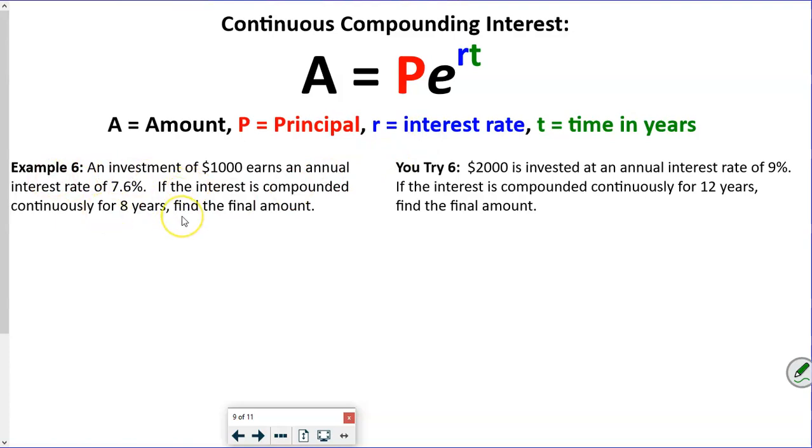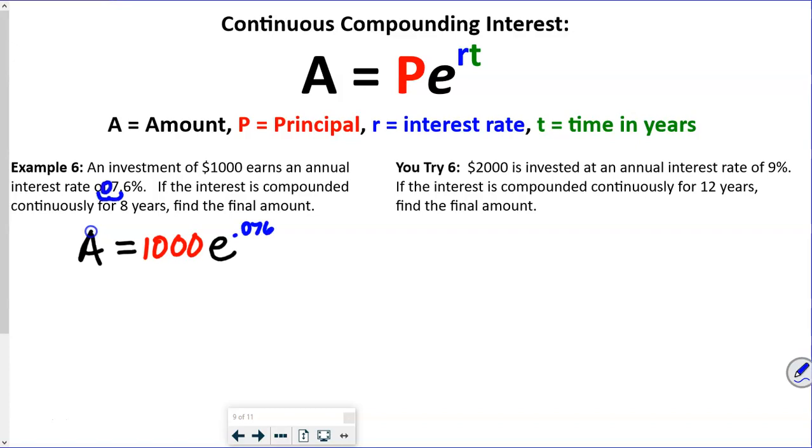So on this first problem here, it says an investment of $1,000 earns an annual interest rate. So we're going to say A is equal to here. We're going to go ahead and set up the problem first. That's going to be our 1,000. That's our P, right? Then we're going to take our e, and we're going to take it to the what power? So our interest rate is 7.6, so we're going to do 0.076 because we moved it 2 places to the left, 1, 2, right?